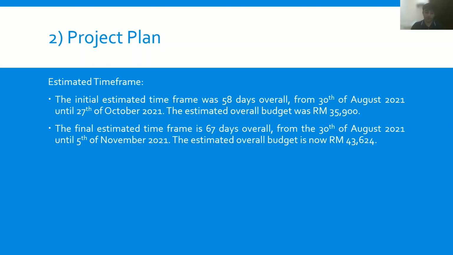The initially predicted time frame was 58 days, starting on August 30th and ending on October 27th, 2021. The whole budget was projected to be 35,900 Malaysian ringgit. The total expected time frame is 67 days, starting on August 30th and ending on November 5th, 2021. The total budget is now anticipated to be Malaysian ringgit 43,624.